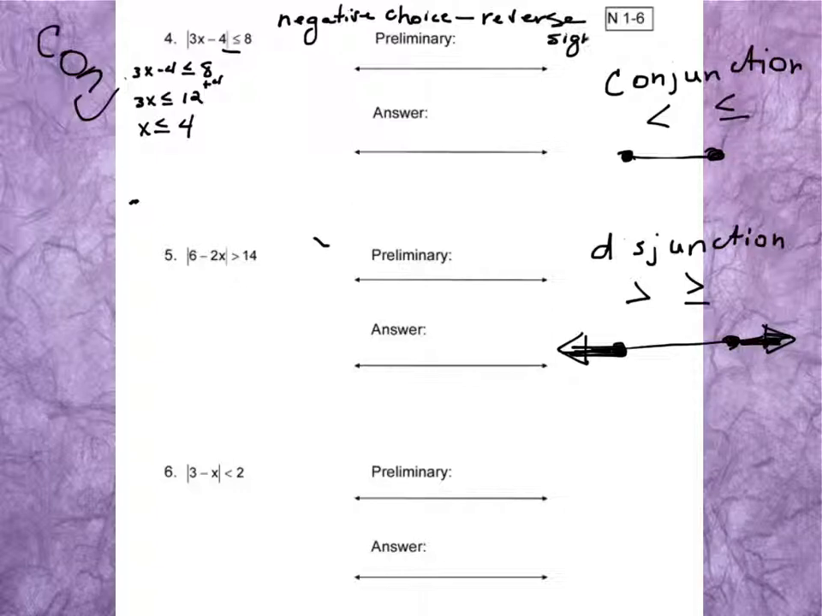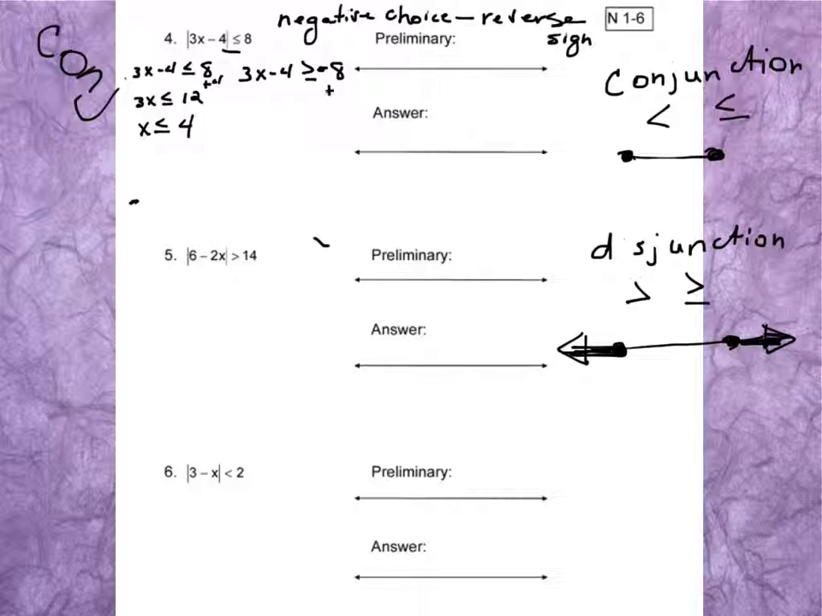Okay? So when I make my negative choice here, let's move this over and go look at it again. We have 3x minus 4, and we'll have a negative 8. That's what I mean by the negative choice. So instead of less than or equal to, it needs to be greater than or equal to. And then you solve it. But that's something you have to remember to do.